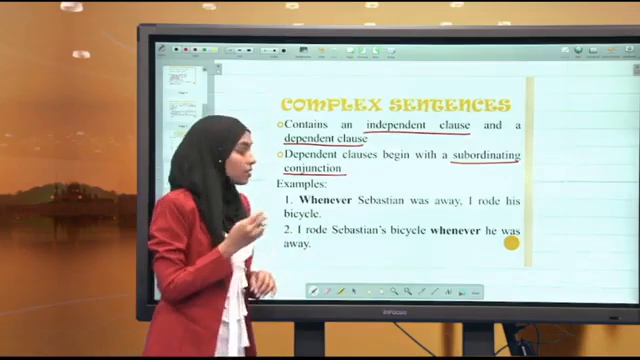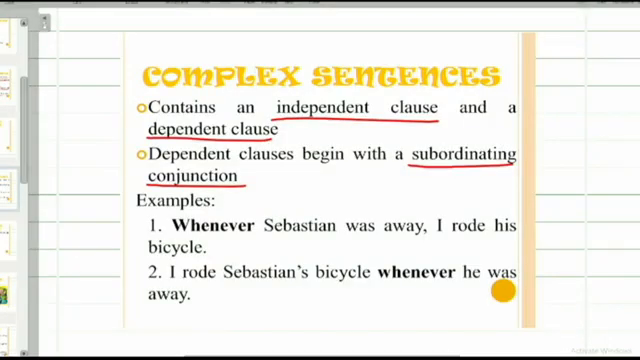Let's look at the examples provided here and see if we can identify our subordinating conjunction in our complex sentence. So let's see. Whenever Sebastian was away, I rode his bicycle. What do you think there is your subordinating conjunction? So if you, in your mind, had whenever, you are correct. And I'm going to show you how. So we had whenever Sebastian was away. Is that your dependent or independent clause? What do you think? So if you had dependent clause, you are correct.